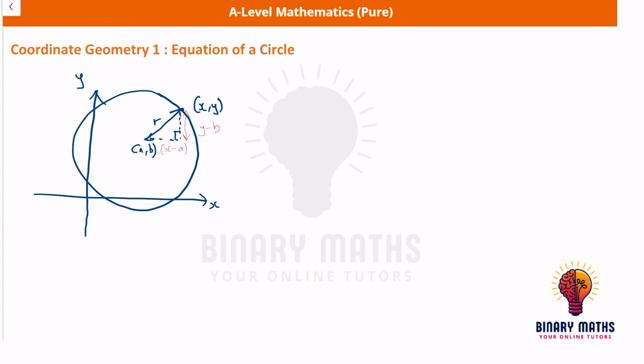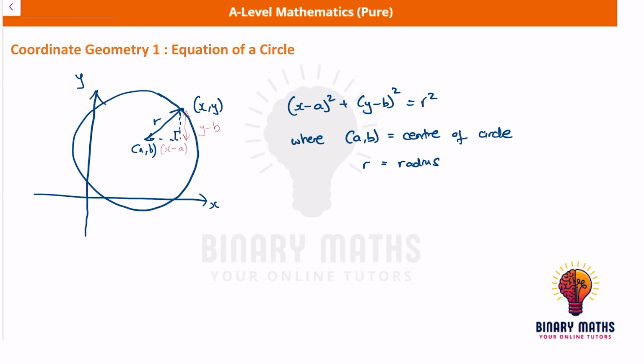Because it's a right angle triangle, it would satisfy Pythagoras' theorem. So that means (x minus a) squared plus (y minus b) squared must be equal to r squared, where (a, b) is the center of the circle and r is the radius of the circle. So this is the equation of a circle.